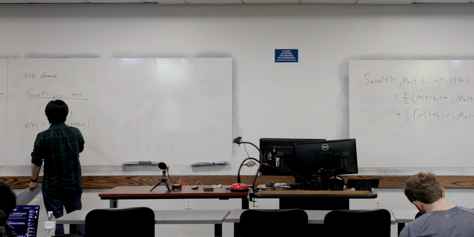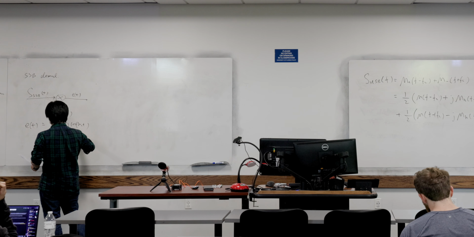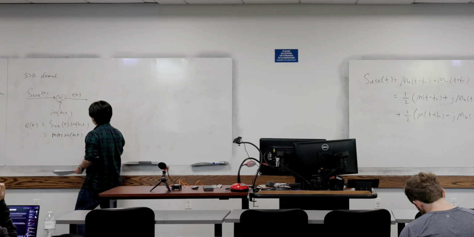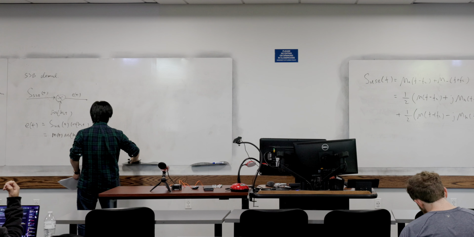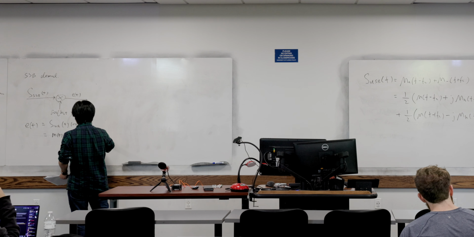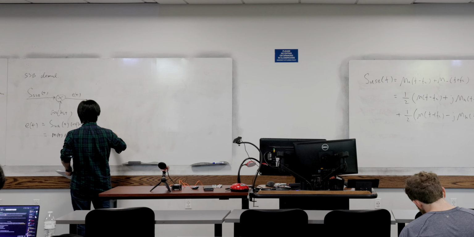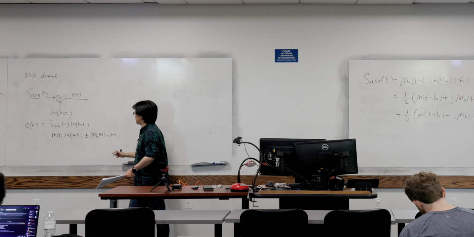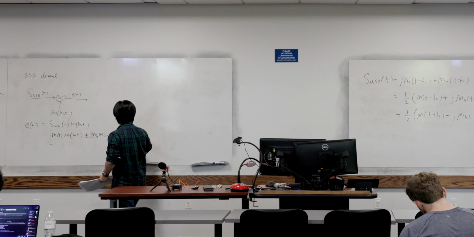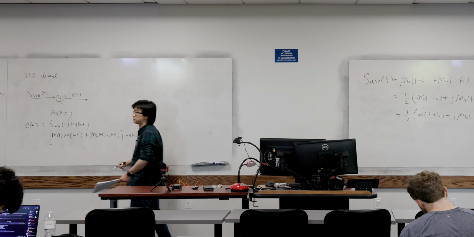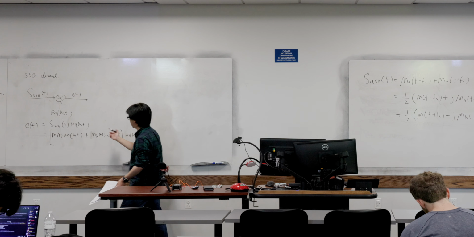So basically, that equals m of t times cosine omega c t, plus or minus, depending on USB or LSB, m_h of t sine omega c t. So this is our SSB signal. And then we multiply that with cosine omega c t. Okay? Given that, let's work it out.